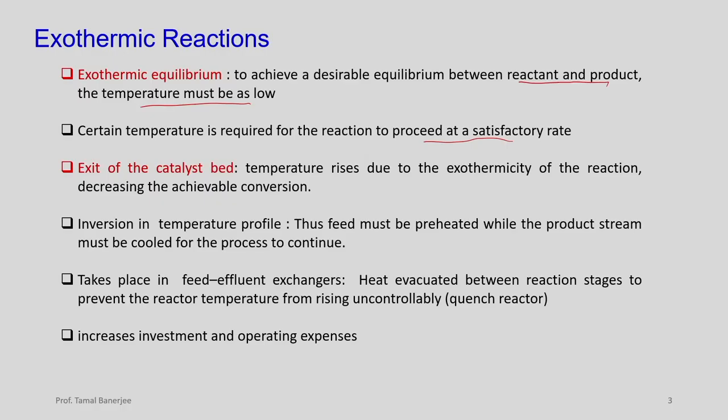The issue is, if you use a heterogeneous system or catalyst bed, when you start the reactor the conversion will be very high, but at the exit of the catalyst bed, let's say a fixed bed reactor with a catalyst bed inside it, the temperature will rise at the end, so the conversion will decrease. This is primarily due to the exothermicity of the reaction. It decreases the achievable conversion and inverts the temperature profile. This is exactly what we don't want, the inversion in the temperature profile.